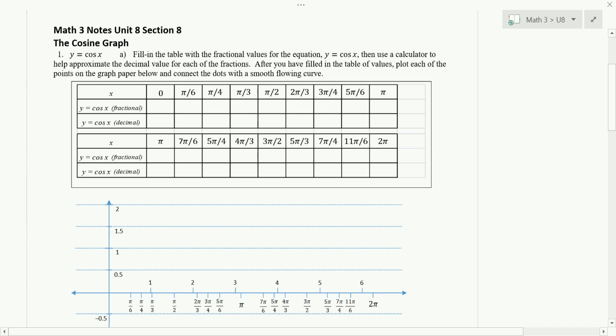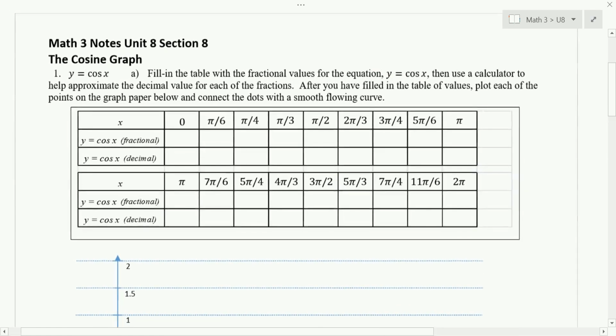Okay. So cosine of 0, if you know it, let me know. If not, it's okay. We could figure it out. But cosine of 0 is 1. Cosine of 30 degrees, or pi over 6, not 1. It's root 3 over 2, which is about 0.9. Cosine of 45 degrees, root 2 over 2, which is about 0.7.